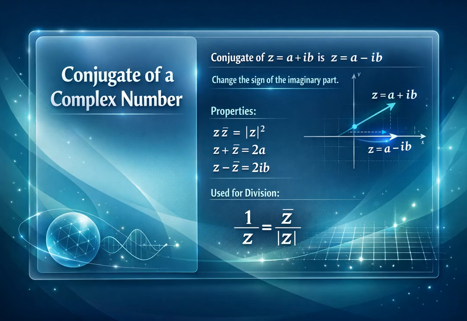The conjugate of a complex number z equals a plus ib is z bar equals a minus ib. We simply change the sign of the imaginary part. Important properties. z times z bar equals |z| squared. z plus z bar equals 2a, which is twice the real part. z minus z bar equals 2ib, which is 2i times the imaginary part.